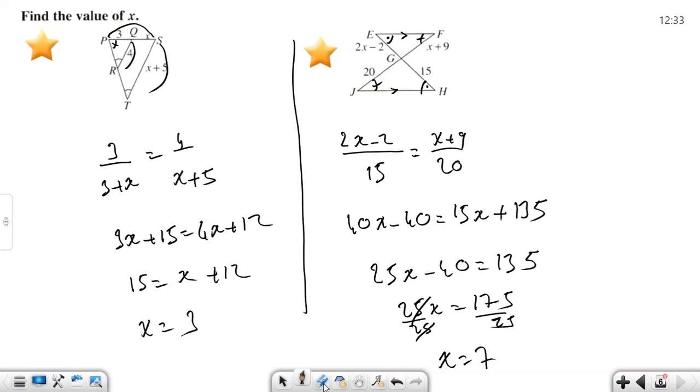So we will use this similarity to decide if the given triangles are similar, and then we will find some missing lengths and some variables sometimes.